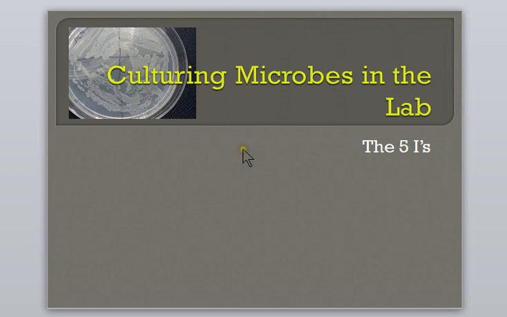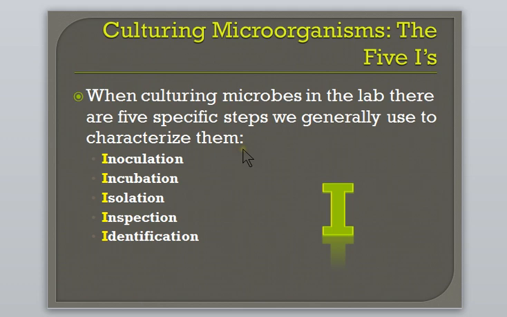As part of Module 1, it is important to understand the process of culturing microbes in the lab. When culturing microbes, especially bacteria, in the laboratory setting, there are 5 steps that are generally used. These steps are referred to as the 5 I's, as each step starts with the letter I. The 5 steps are inoculation, incubation, isolation, inspection, and identification.